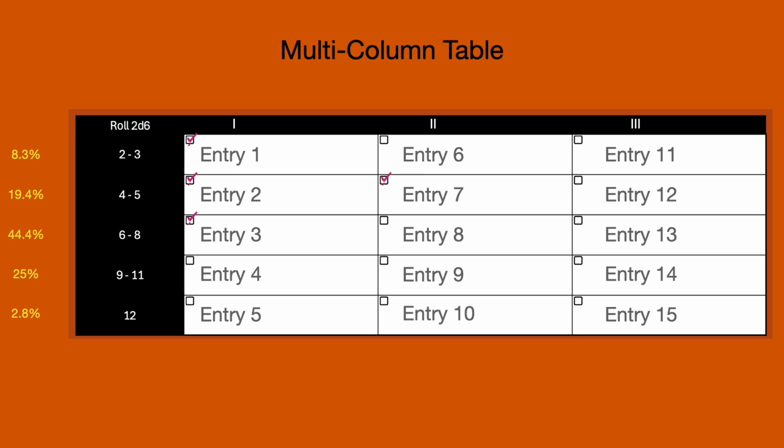Here we have a sample that has 5 rows and 3 columns for each row. We can see that we determine which entry we're going to use by rolling 2d6, and therefore get a number on a bell curve from 2 to 12. I've written off to the left-hand side also the percentage values of how likely it is to get in that range of numbers, just for our purposes. It wouldn't actually be a part of the table itself. So we have a total of 15 entries.